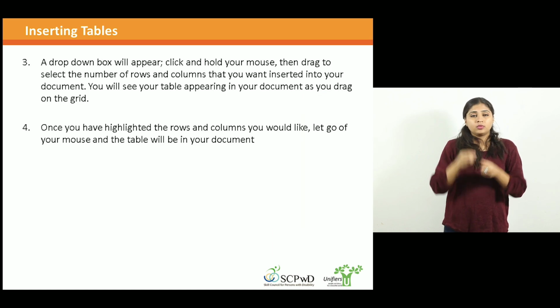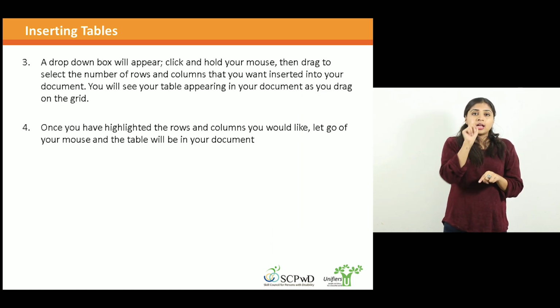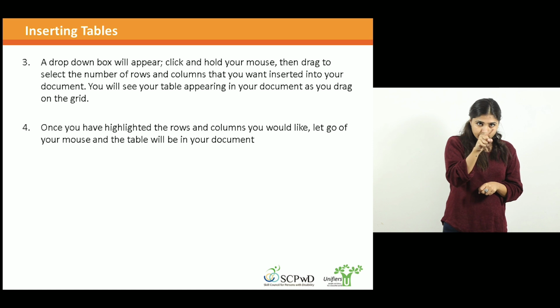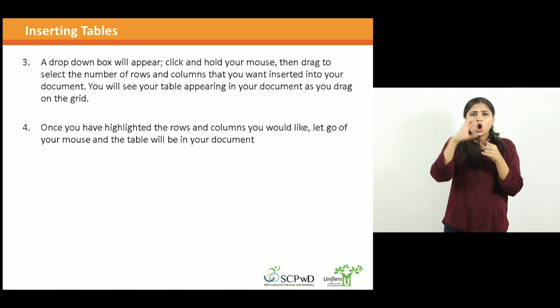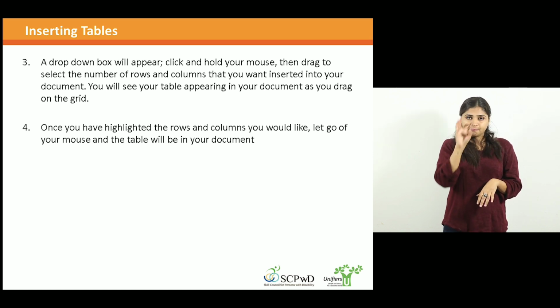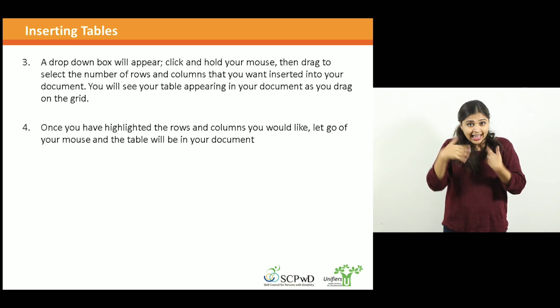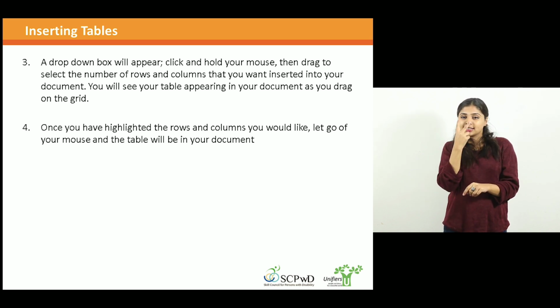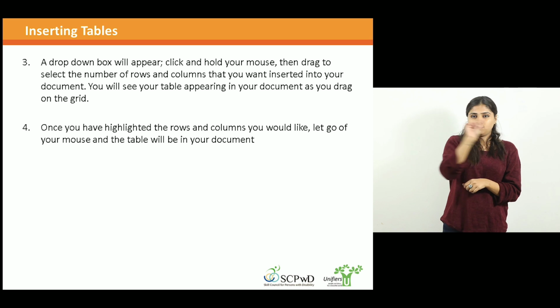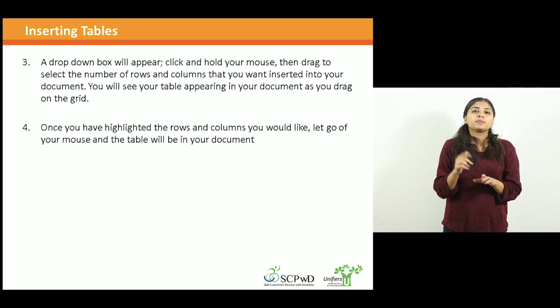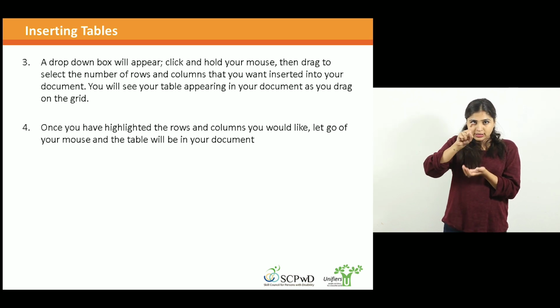Number 3. A drop-down box will appear. Click and hold your mouse and then drag to select the number of rows and columns that you want inserted in your document. You will see your table appearing in your document as you drag on the grid. Number 4. Once you have highlighted the rows and columns you would like, let go with your mouse and the table will be in your document.